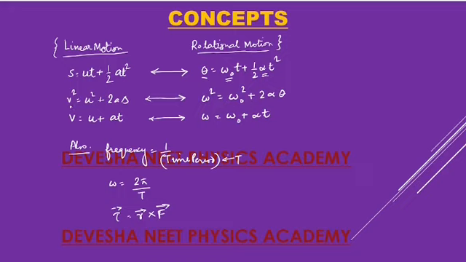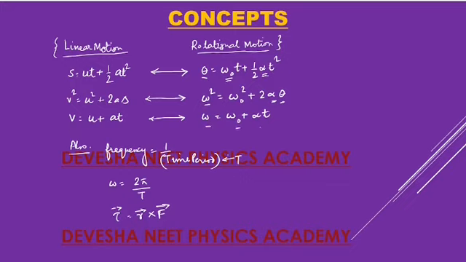In case of linear motion, we had v square is equal to u square plus 2as. In case of rotational motion, we have omega square, where omega is the angular velocity, omega 0 is the initial angular velocity, plus 2 into alpha, where alpha is the angular acceleration and theta is the angular distance. Similarly, for v is equal to u plus at, omega is equal to omega 0 plus alpha t.